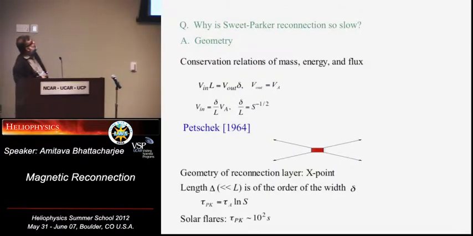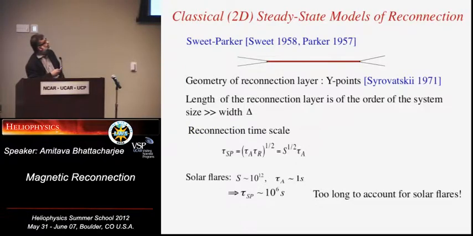And an important issue is, why is Sweet-Parker reconnection so slow? So if you simply consider an incompressible plasma, imagine the plasma coming out. V in times L is the amount of fluid coming in. V out times delta is the amount of fluid going out. If V out equals VA, as we will demonstrate, then V in is VA times delta over L. And that's a very small number. Look back to the previous picture. This is delta. This is L.